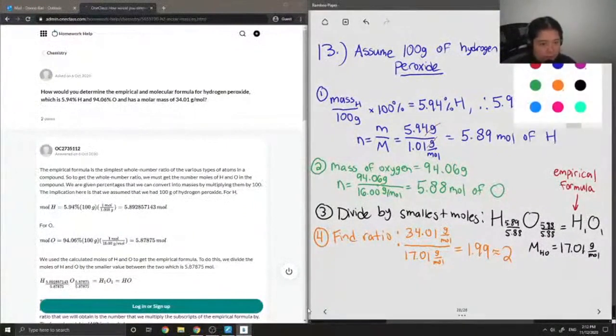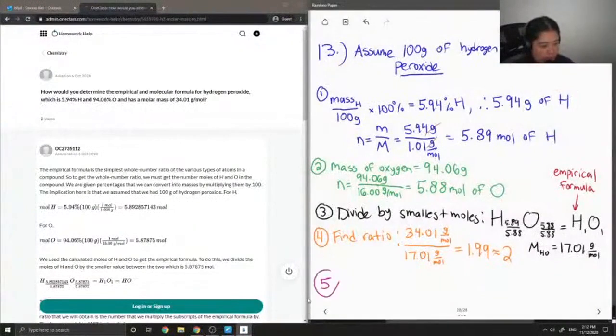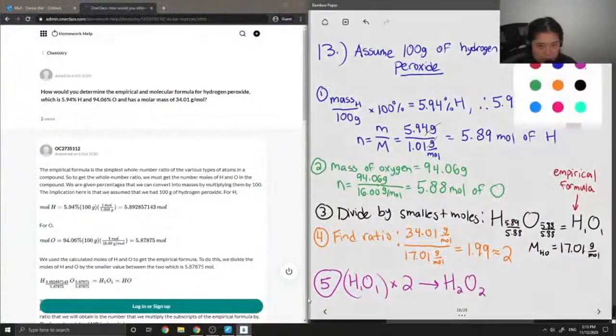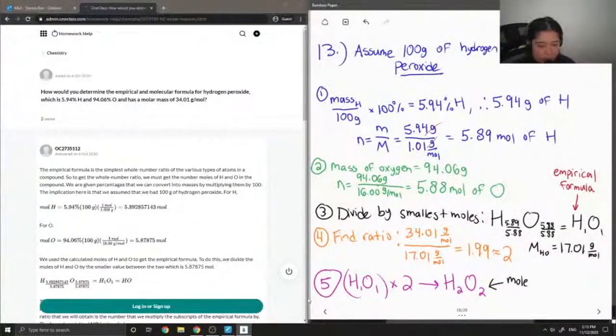So this brings us to the last step, which is just writing out the molecular formula. So let's start off with our empirical. I'm going to multiply the whole thing by 2, and you end up getting our formula for hydrogen peroxide, which is H2O2. So this is our molecular formula.